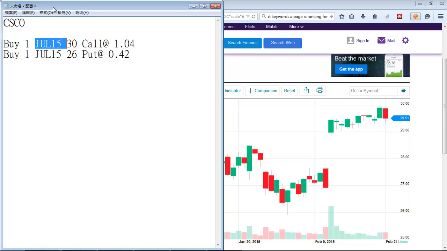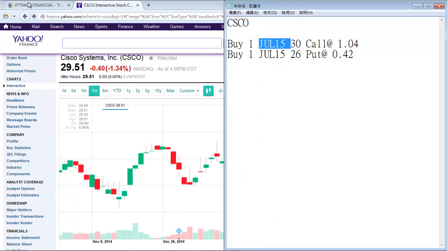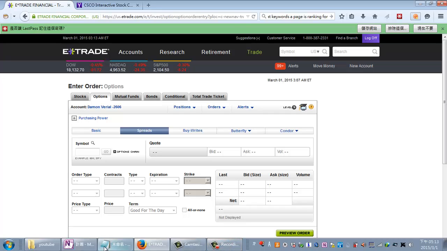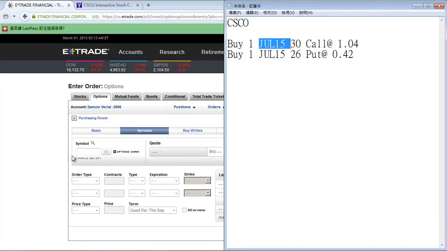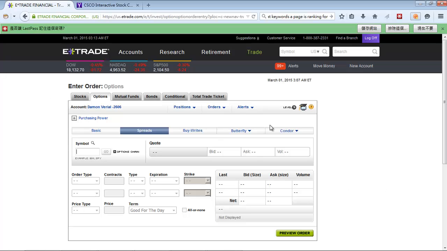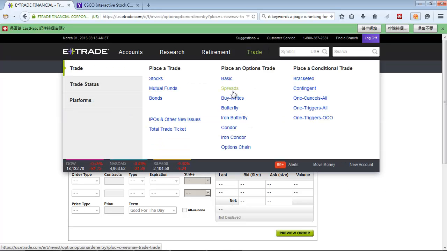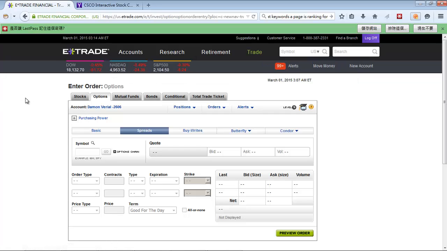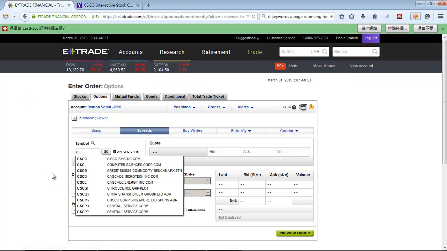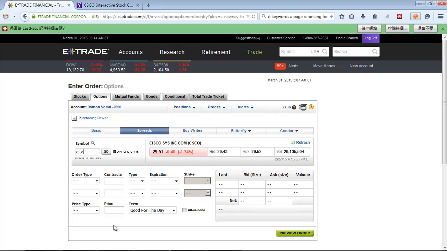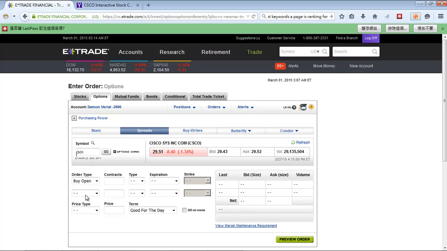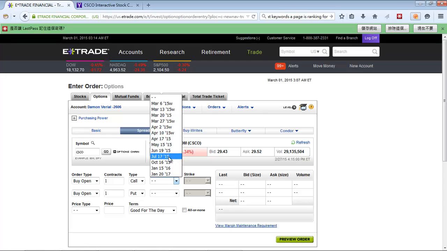So I'm going to put this in my brokerage account. I'm going to show you exactly how to put a strangle option in there. So we're going to do Cisco Systems. Actually, what you need to do first is you go to wherever you can open an options spread. So I go to spreads. Once you go to spreads, you type in the symbol. Cisco is this one. You're going to buy open and you're going to buy open. We're buying two options. One's going to be a call, one's going to be a put, and we're going to go with the expiration date a few months out. So I'm going to go with July.